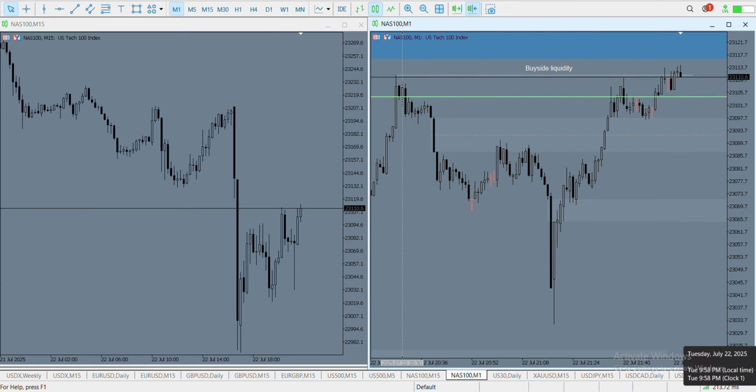The time is 9:58. We're remaining with 2 minutes, and then we'll start the last hour of trading.